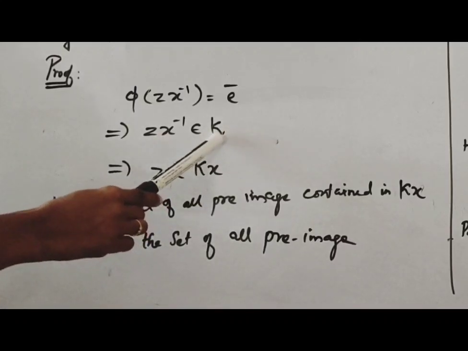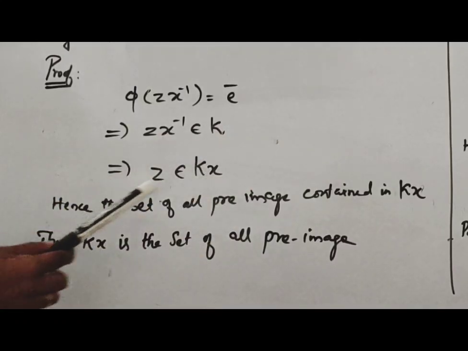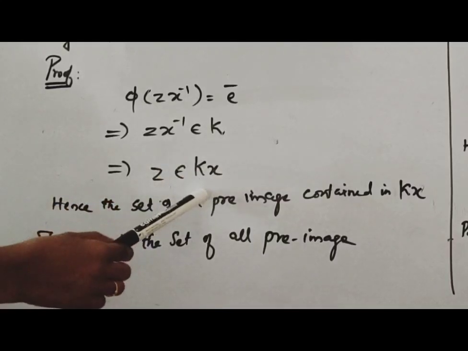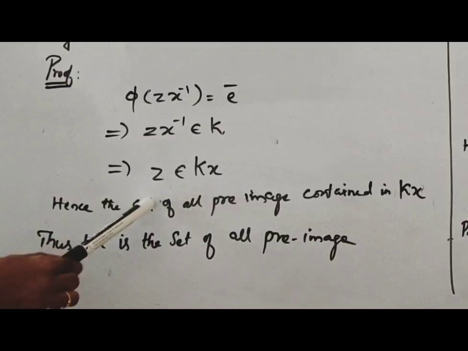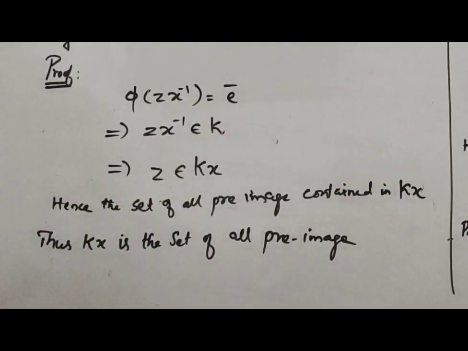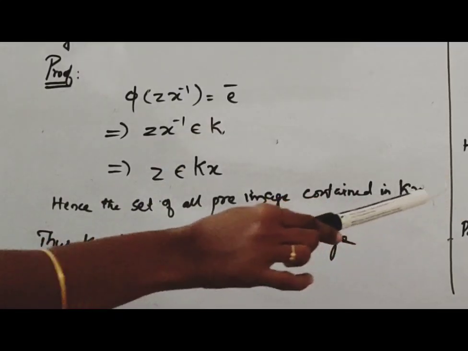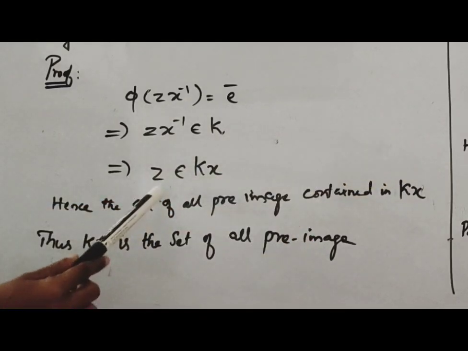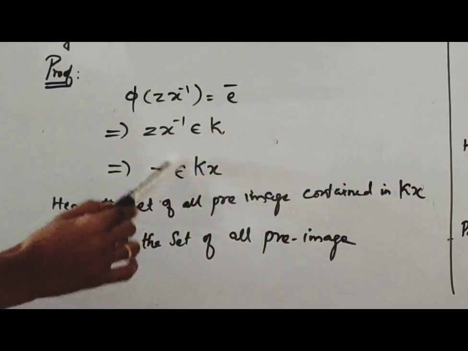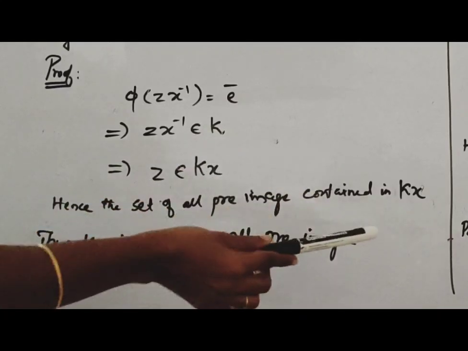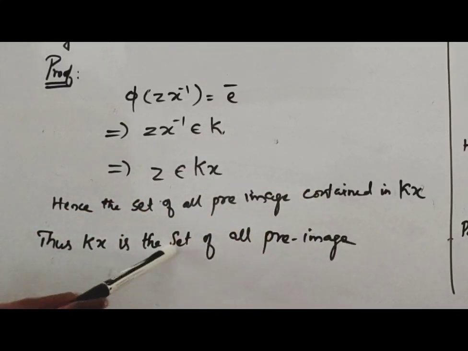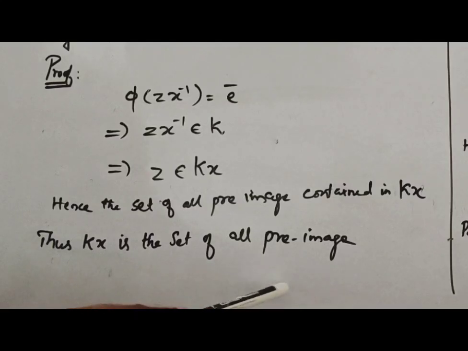We bring this x inverse to the other side. Hence, what is this? This is the right coset, right? Hence, the set of all pre-images. This is the pre-image of G bar, right? Because z is in the group G, now z is in the right coset. Hence, the set of all pre-images is contained in the right coset Kx. Thus, Kx is the set of all pre-images of G bar under phi in G. Okay. Hence the lemma.